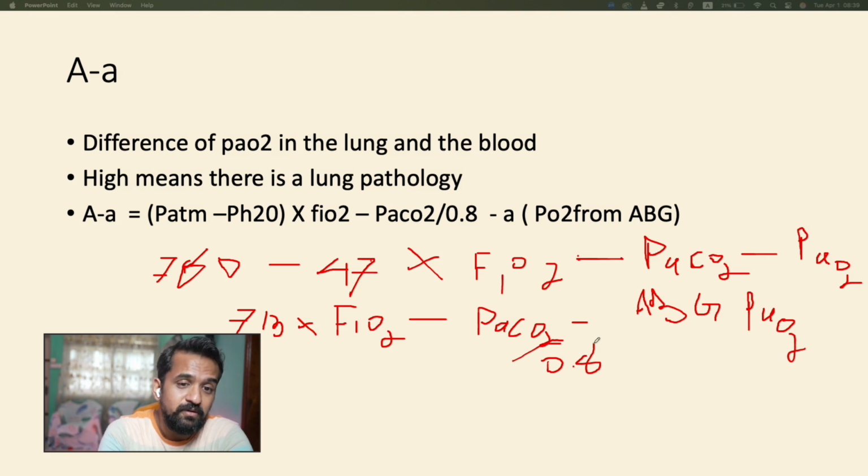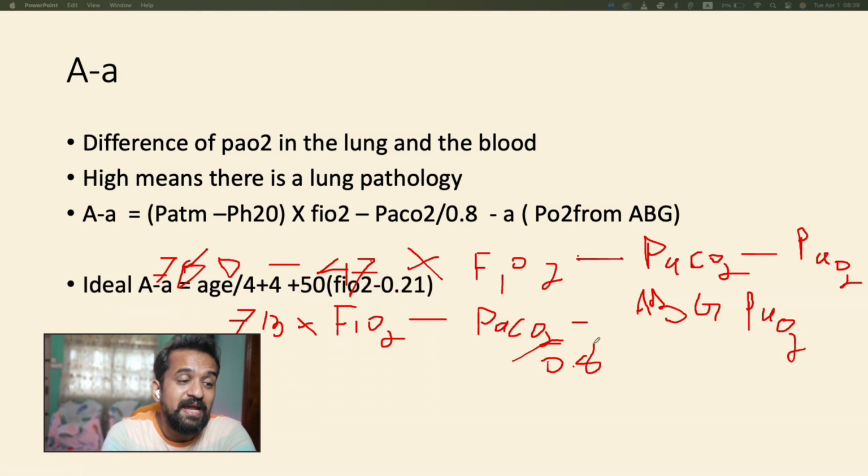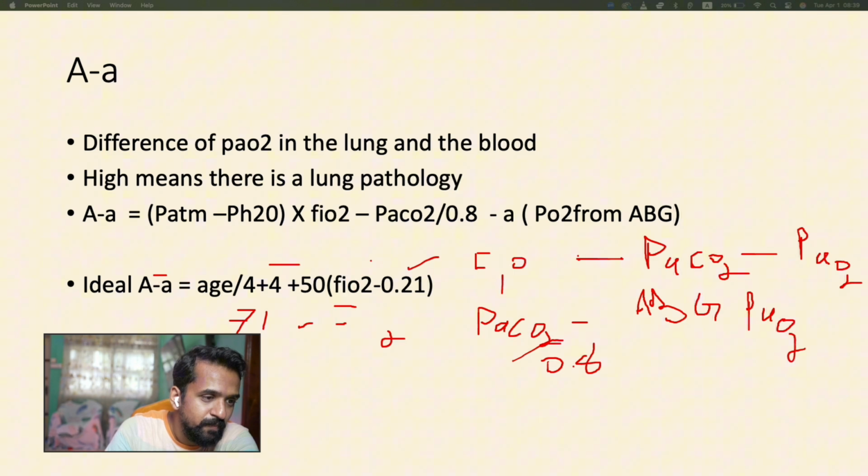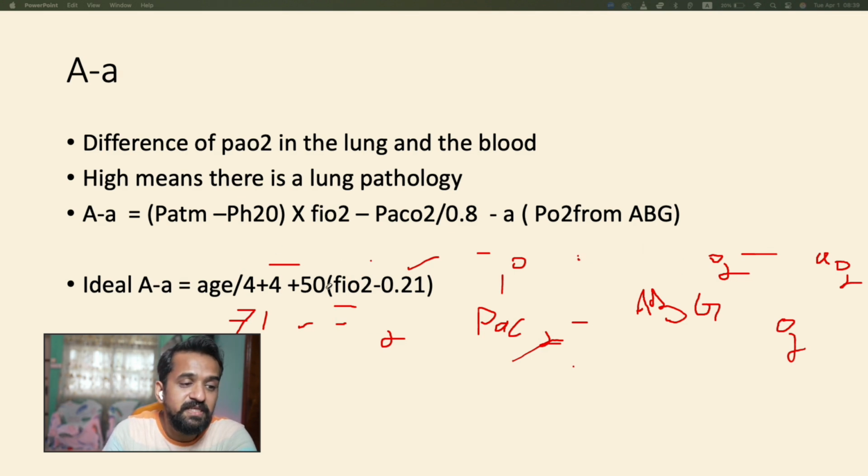Now you need to find out what is the AA gradient for an ideal patient. The ideal patient's AA gradient, like me and you, take the age divided by 4 plus 4. That's if I'm off oxygen and I'm on room air. But if I'm on oxygen, then you have to add this equation, which is called 50. Let me just erase this first. So this is 50 with the FiO2 minus 0.21. So FiO2 should be in decimal points, minus the 0.21, times the 50. This will add the equation of oxygenation that you're giving to your patient, okay?